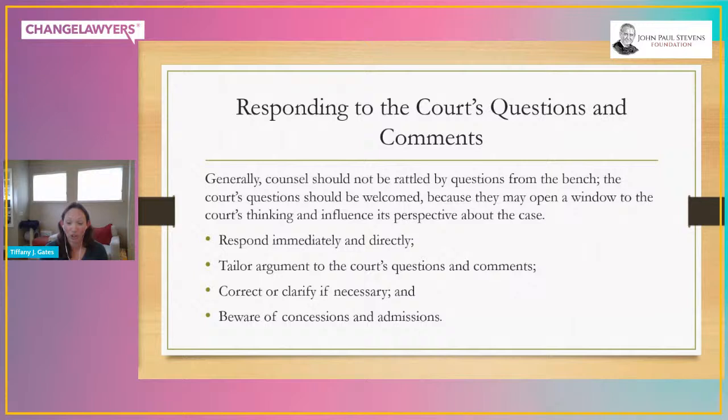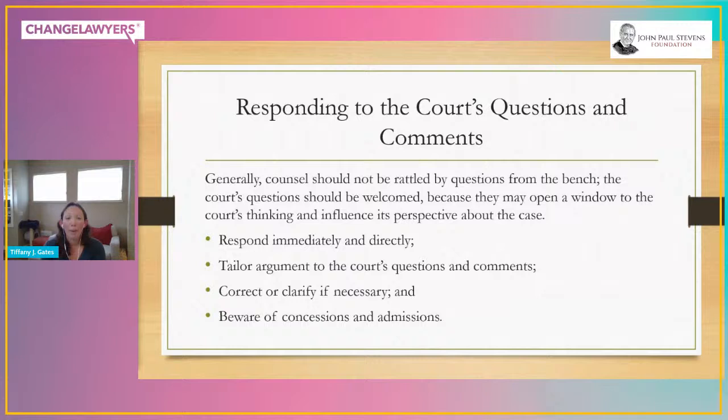And this applies even if you think the question is a little off base or addresses a point that you don't think is particularly important. It's the court's opinion that counts here, not yours. So if the court is asking you a question, it's because it thinks it's important. That's why it's important to address it head on.